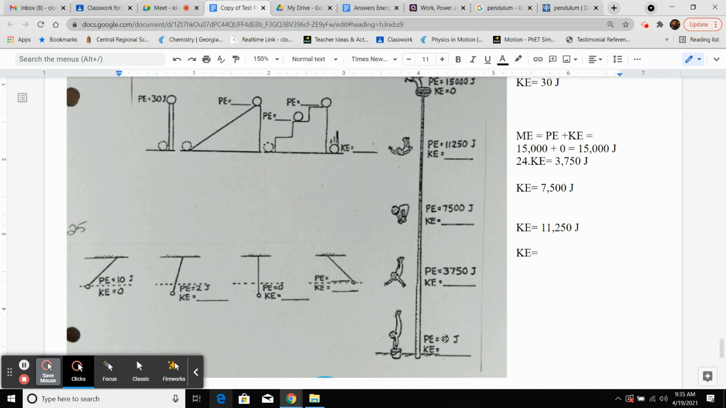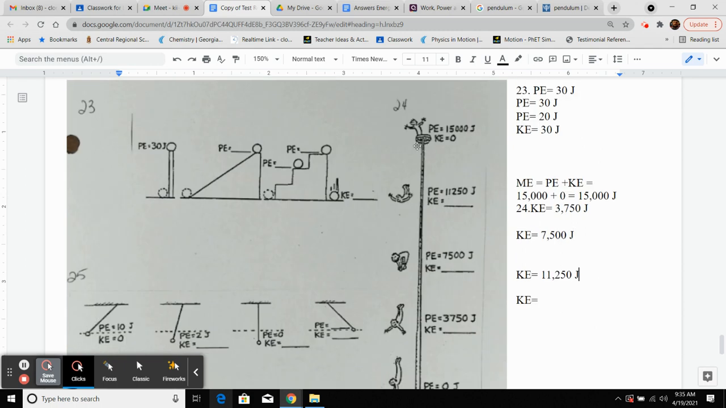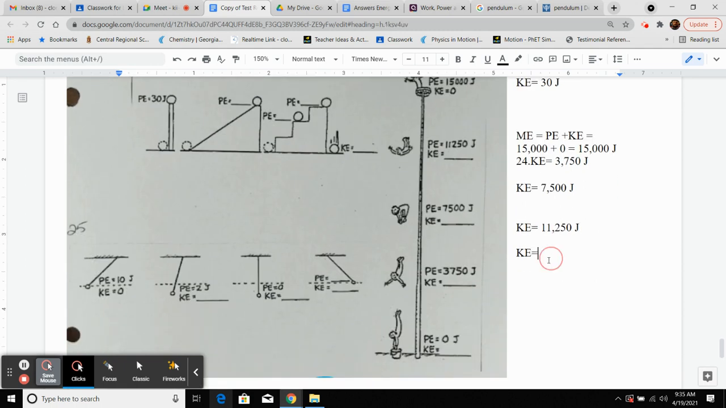the potential energy is 0. So what should the kinetic energy be? Wait. What was the mechanical energy right off rip? Oh, 15,000. So that means the kinetic energy here would have to be 15,000. I get it.